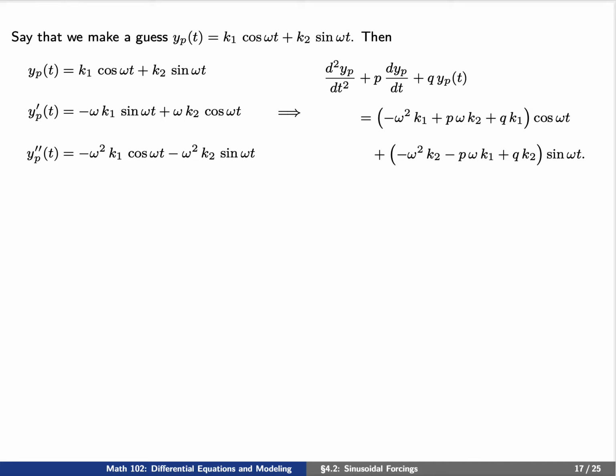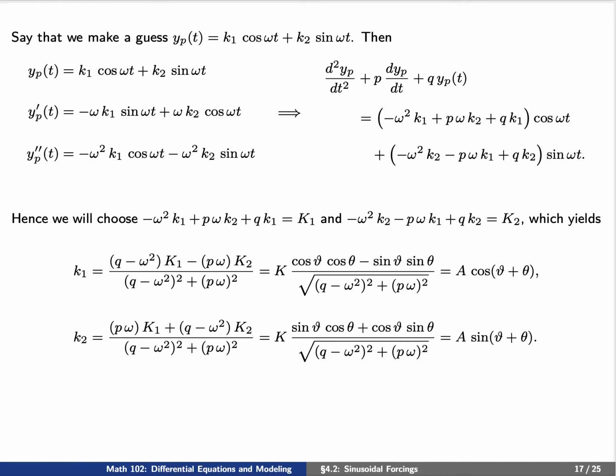Putting all of this together, we then say that we have a constant times cosine omega t plus a constant times sine omega t for the expression y double prime plus p times y prime plus q times y. We'll set these constants equal to uppercase K1 and uppercase K2, then use some of the definitions that we had on the previous screen to find that our lowercase k1 equals capital A times cosine of curly theta plus theta, and lowercase k2 equals capital A times sine of curly theta plus theta.